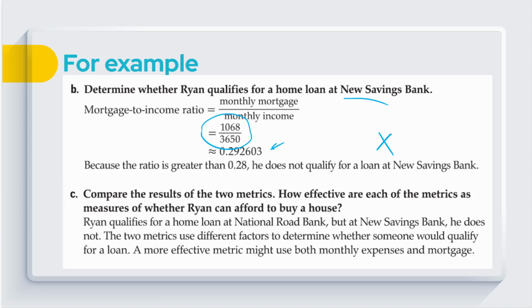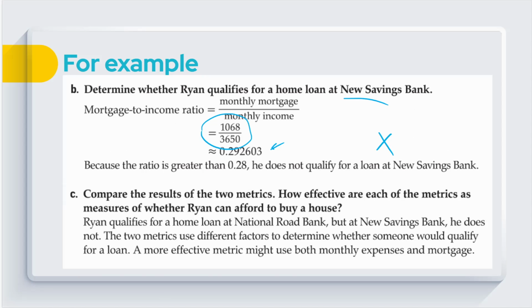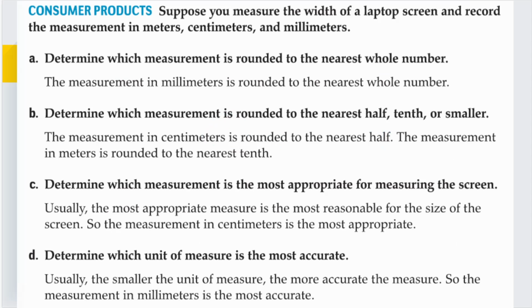So another bank might even want to add those numbers together. You know, if you add 1165 and 1068, that would be the total expenses, right? You divide that by the monthly income, there wouldn't be that much money left. Maybe that would be the best way. All right. Now let's take a look at accuracy.